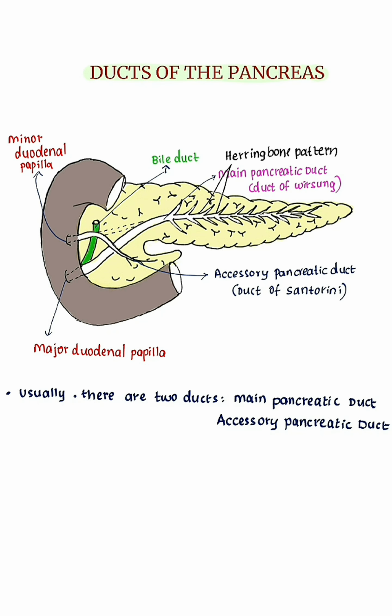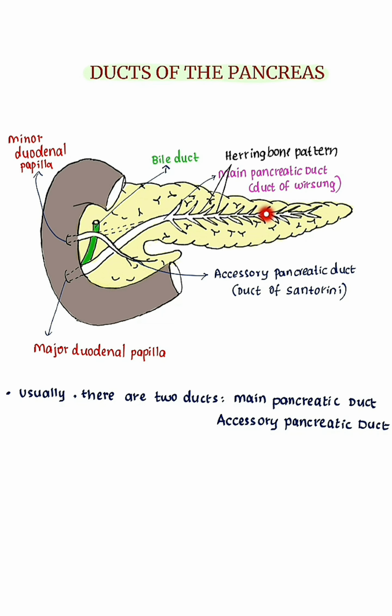Usually there are two ducts: main pancreatic duct and accessory pancreatic duct. Main pancreatic duct is also known as duct of Wirsung. Its diameter is about 3 mm. It lies near the posterior surface. It begins at the tail.